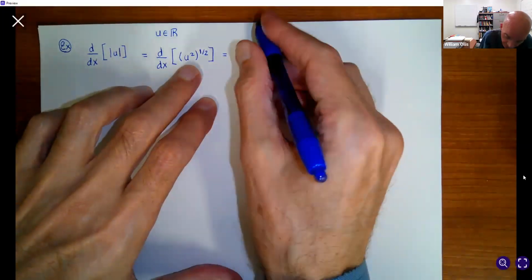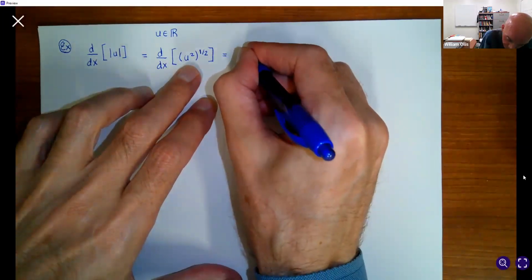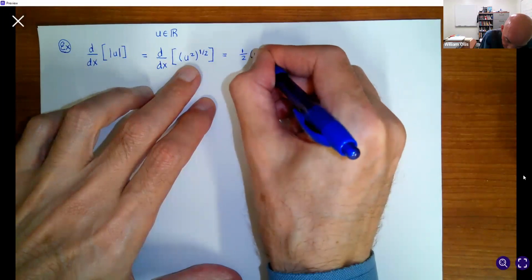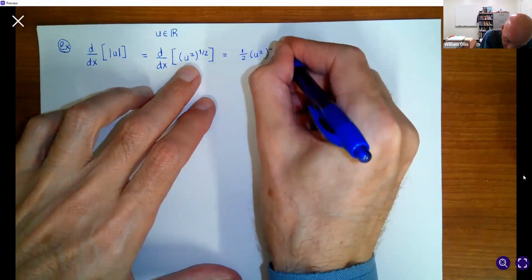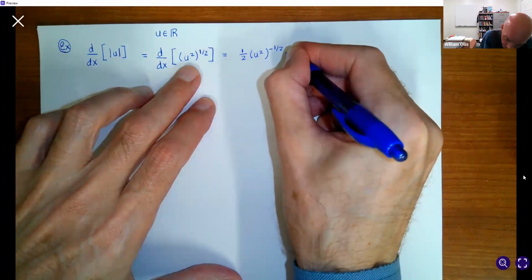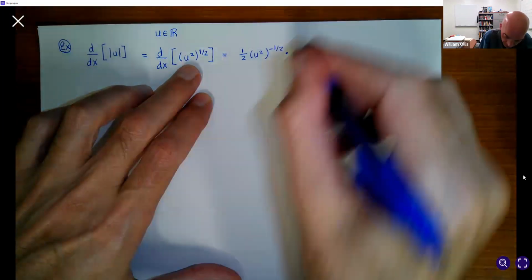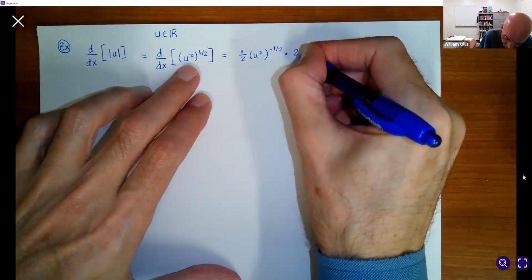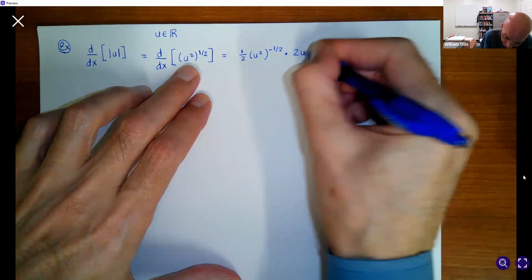So now, by the generalized power rule, we have 1/2 u squared to the negative 1/2. And now times the derivative of the inner function, which is 2u, u prime.